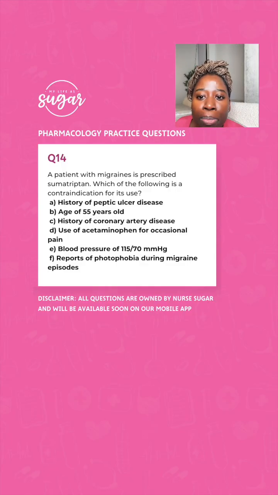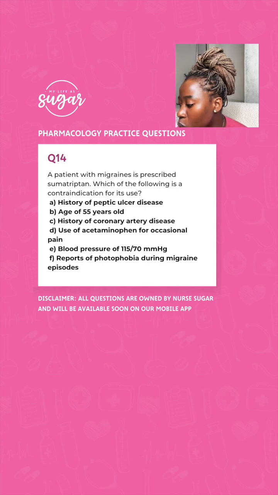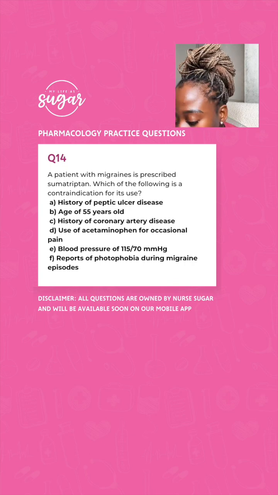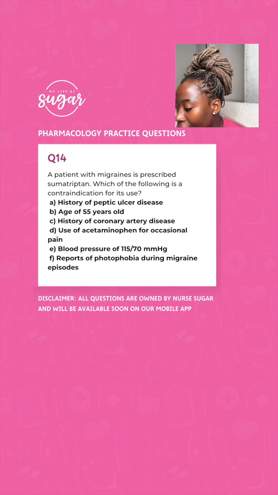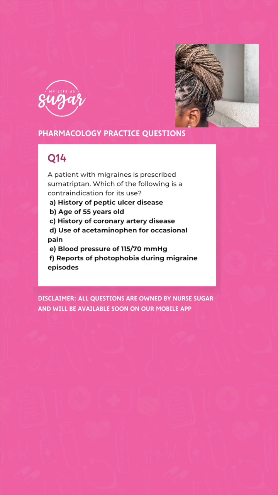Patient with migraine is prescribed sumatriptan. Which of the following is a contraindication for its use? History of peptic ulcer disease, age of 55 years old, history of CAD, use of acetaminophen for occasional pain, blood pressure of 115/70, F, report of photophobia during migraine episode.